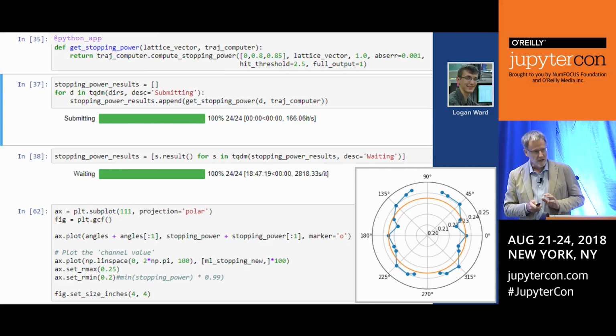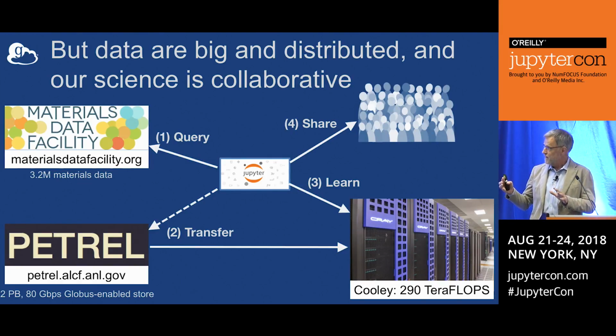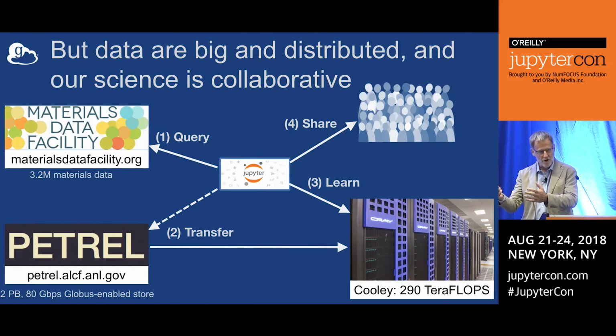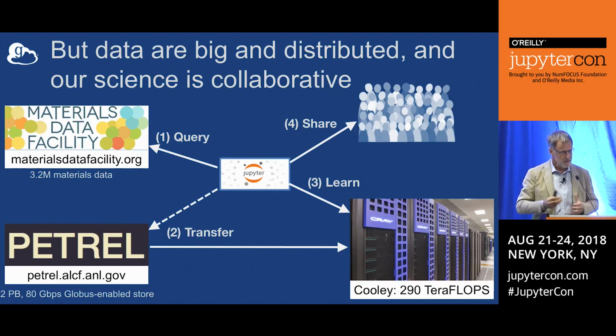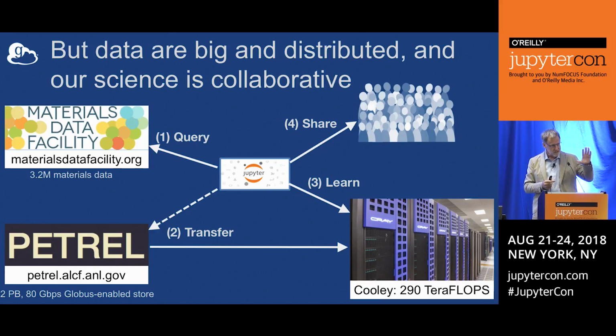The only challenge, if we're going to be doing this using Jupyter, is that the data we want to work with are large and distributed. So the data itself was taken from the supercomputer at Argonne and published into a large data repository for materials science called the Materials Data Facility, which contains millions of records about materials. That's where the index is. The actual data itself sits on a data server at Argonne called Parcel, which has got many petabytes of data.